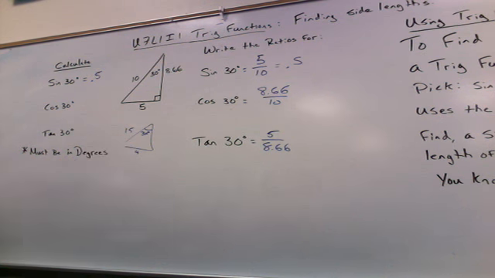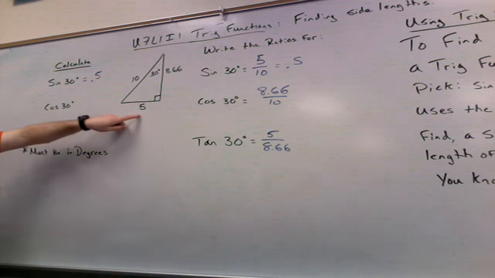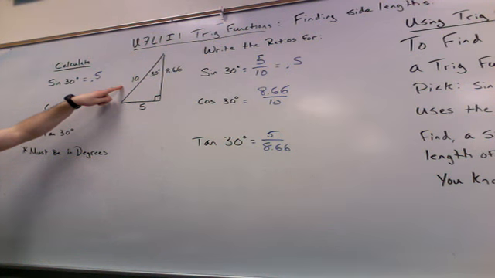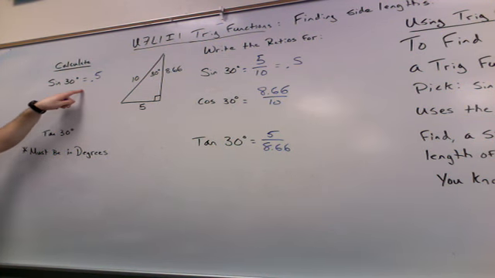Right? But if I have a triangle that actually has a 30-degree angle, then the ratio of opposite over hypotenuse will always be what? 0.5. I thought that's kind of cool. Maybe I'm a math nerd though.